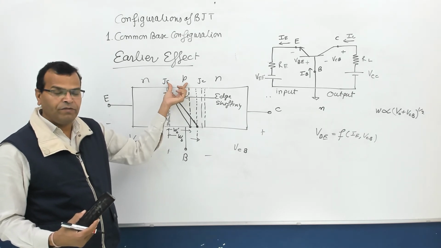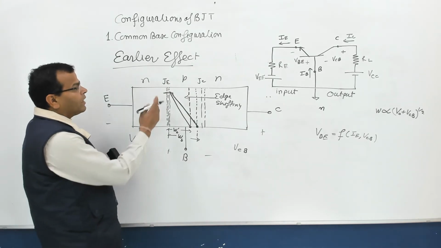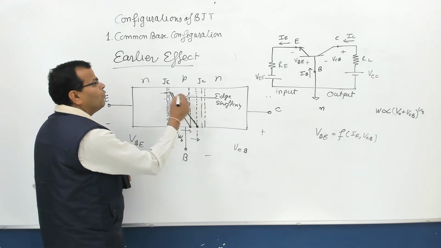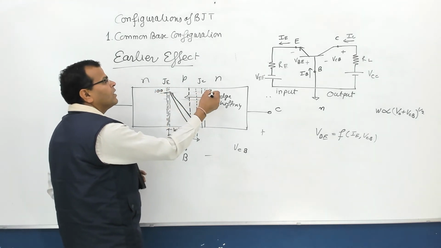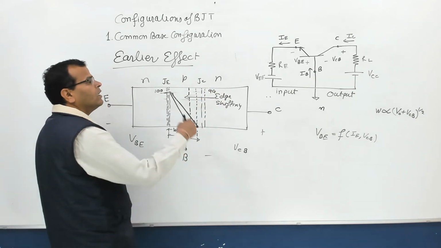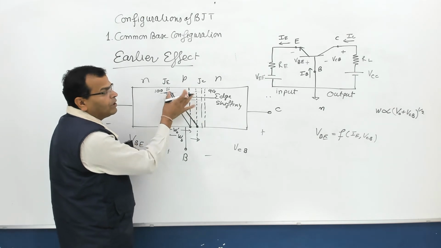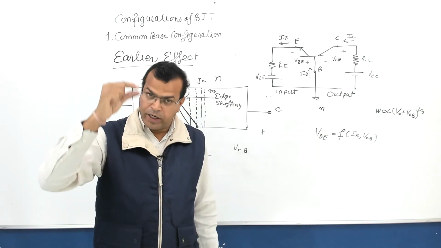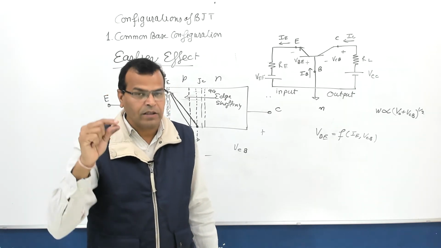If effective base width is decreasing, what will be happening? Let us see. The carriers which were being ejected from this to this will be, suppose 100 electrons are injected from here. Earlier it was 99. Now I'll say there will be less possibility of recombination in the base region. Why less possibility? Because width is already narrow. Width of the base region is kept less than the diffusion length.